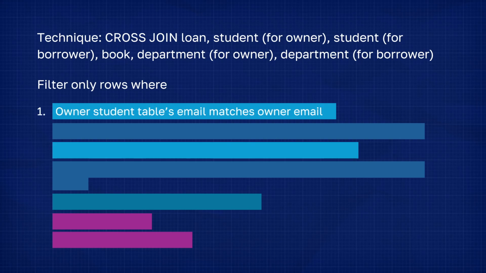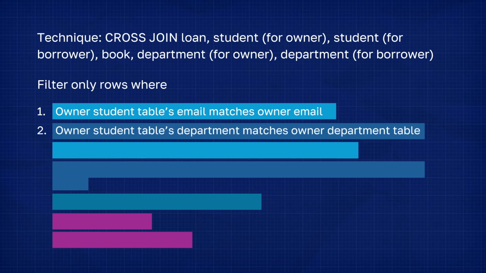First one is we will filter out, see which student email matches the owner's email. So now I already isolate this is the owner student row. Once I get that, I get the owner department, match it with the department table belonging to the owner. Then I get the faculty. So this is the owner's faculty.